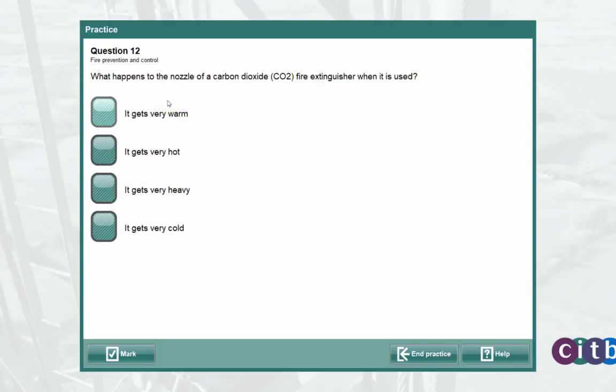What happens to the nozzle of a carbon dioxide, CO2, fire extinguisher when it is used? It gets very warm. It gets very hot. It gets very heavy. It gets very cold.